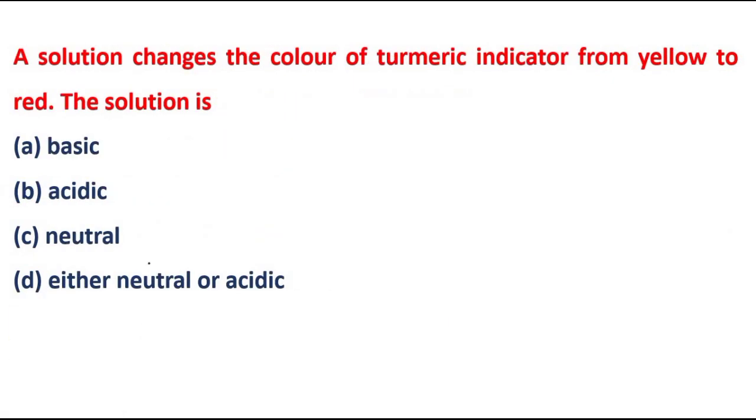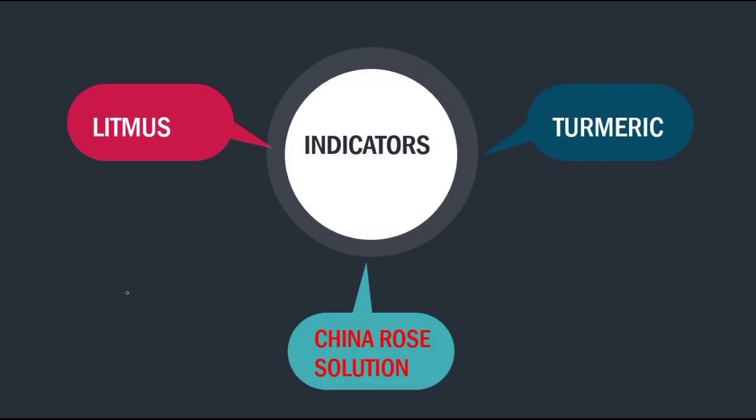Here we go with the next question. A solution changes the color of turmeric indicator from yellow to red. Just now we saw that the turmeric indicator changes from yellow to red in the presence of base. The correct answer is option A. The solution must be basic in order to change the color from yellow to red.